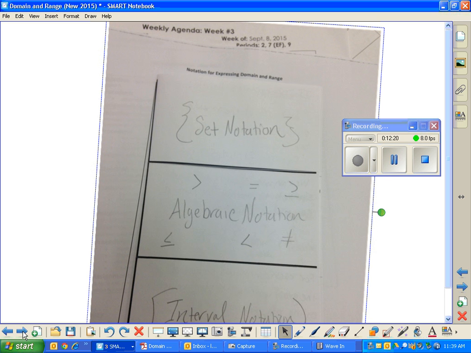So set notation. The next door down, that's where we're going to talk about some algebraic notation. So you're going to see symbols like less than or equal to, greater than, equal to, greater than or equal to. Algebraic notation and set notation are very closely related, if not one and the same. Kind of depends on the problem.